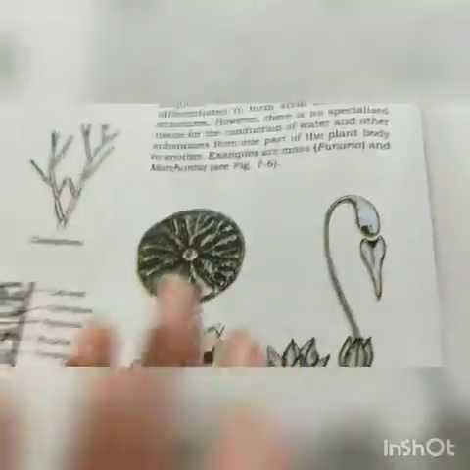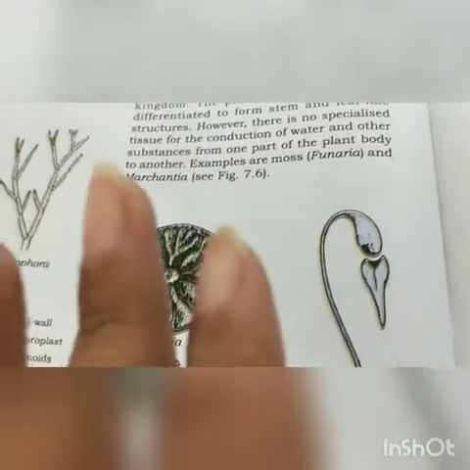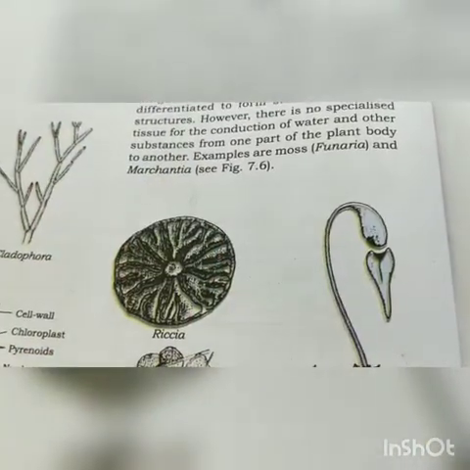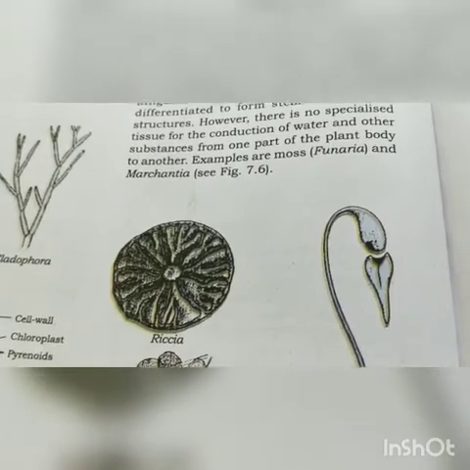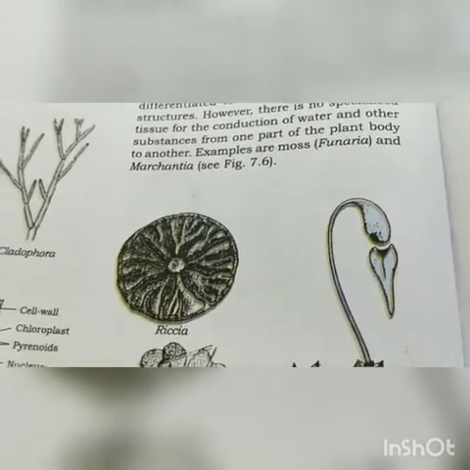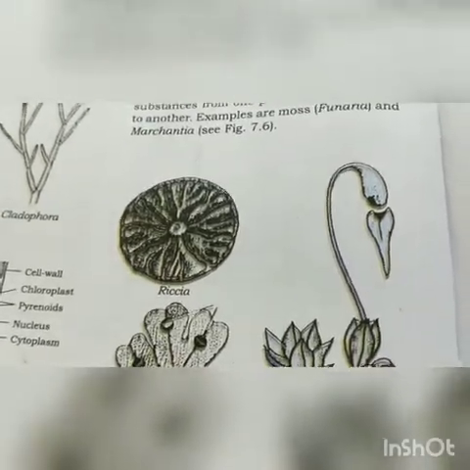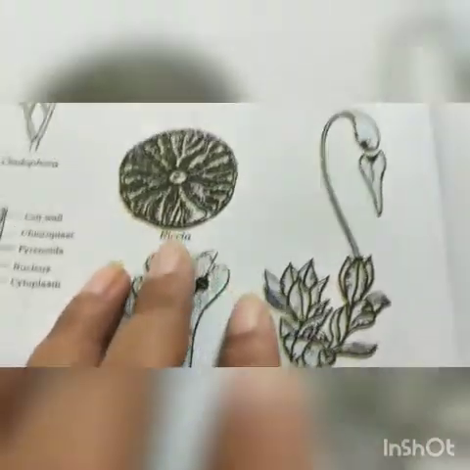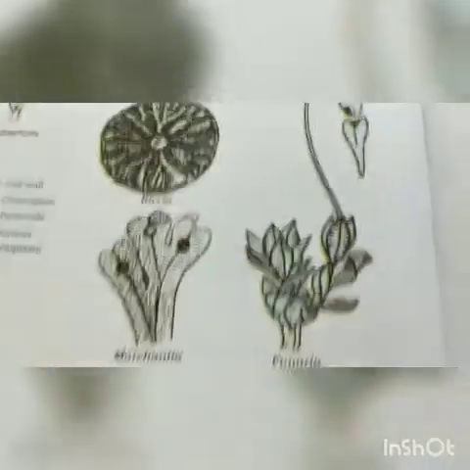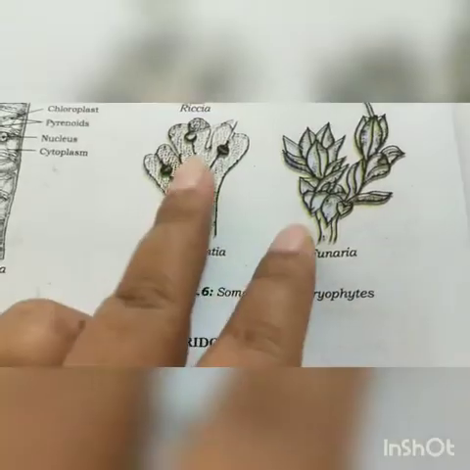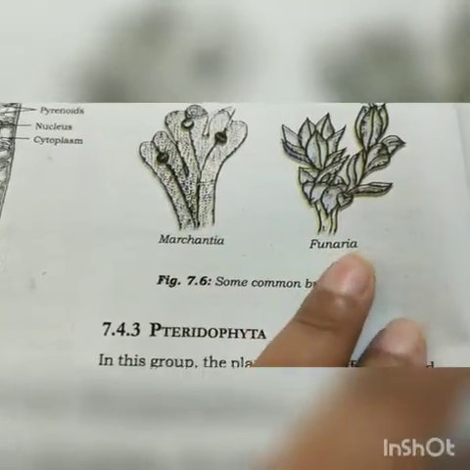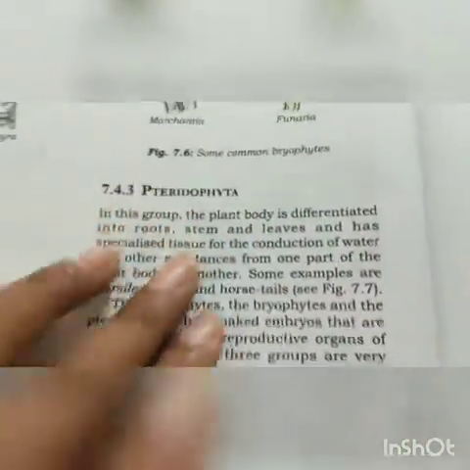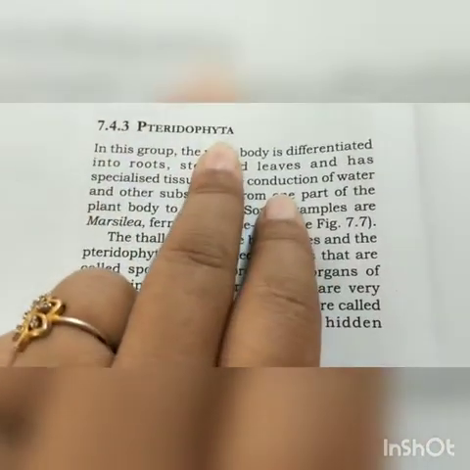In Bryophyta, the body is not completely distinct, only some stem parts or some leaf-like structures are there. Okay, so here are examples of Bryophyta: Riccia, Marchantia, this is a Marchantia and this is a Funaria. Okay, next comes the Pteridophyta.